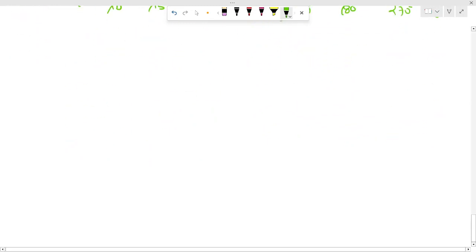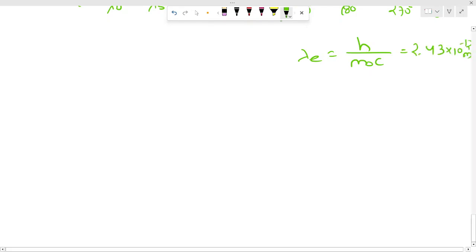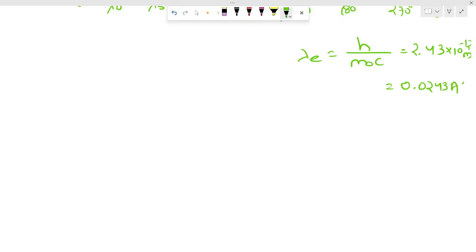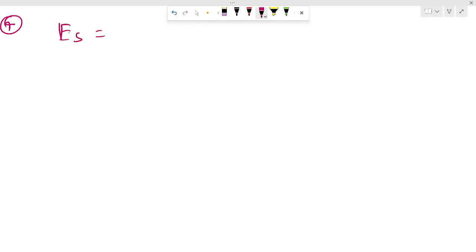So lambda c, I can write it as h upon m naught c, that is the value 2.43 into 10 to the power minus 12 meter. That is the Compton wavelength. Okay, you can also write it as 0.0243 Angstrom. It's very important, remember this value. Next we have your energy, that is Es. I can write it as E naught upon 1 plus E naught upon m naught c square into 1 minus cos theta.